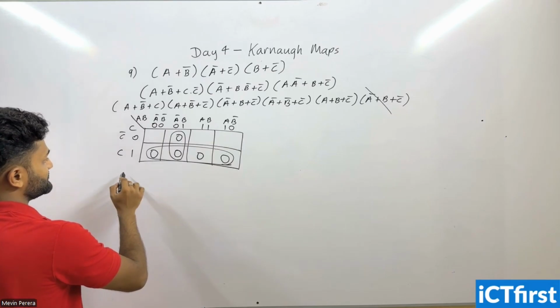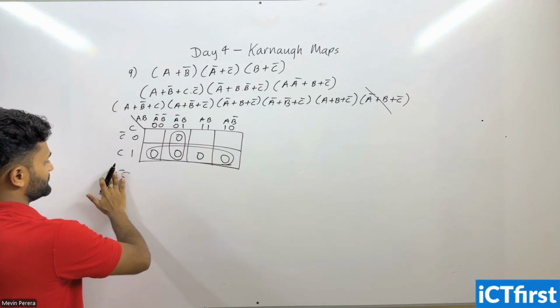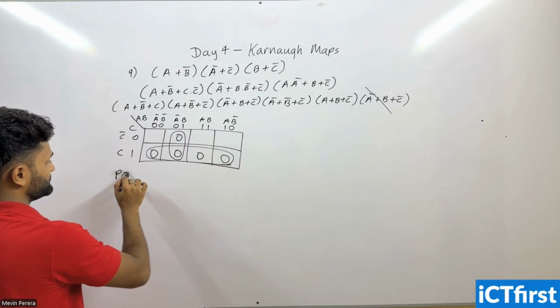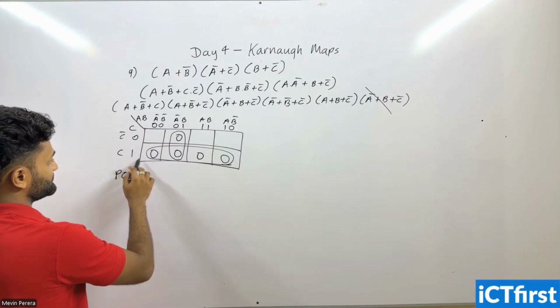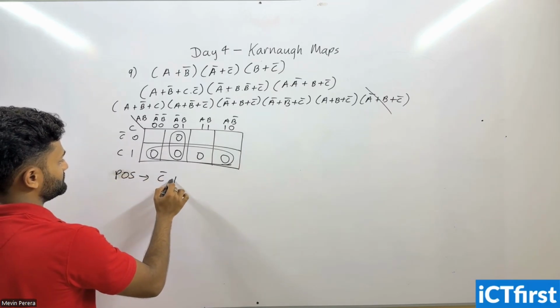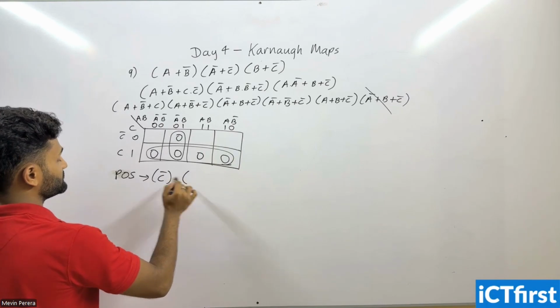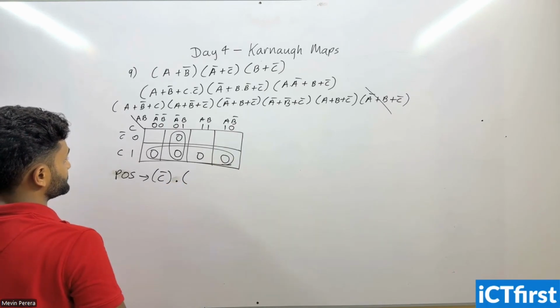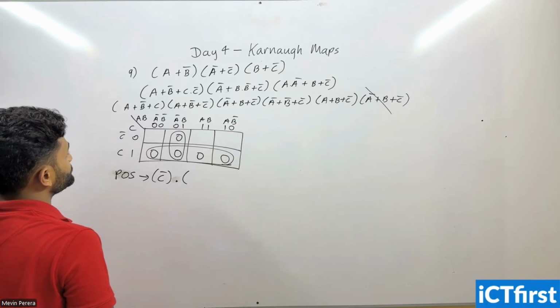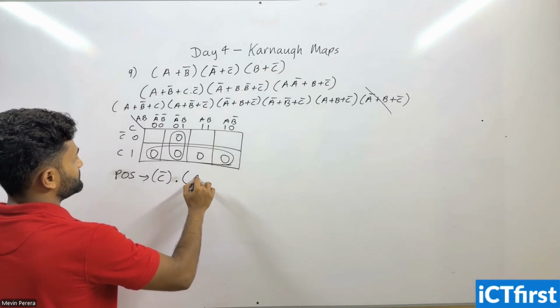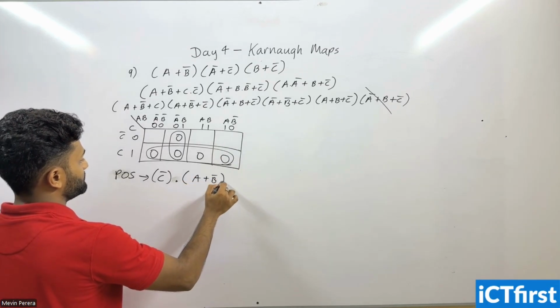So instead of C, we are putting, this is the POS expression. So instead of C, C bar, C bar. This is one dot the other group. We should consider the other group. So the common ones are A plus B bar.